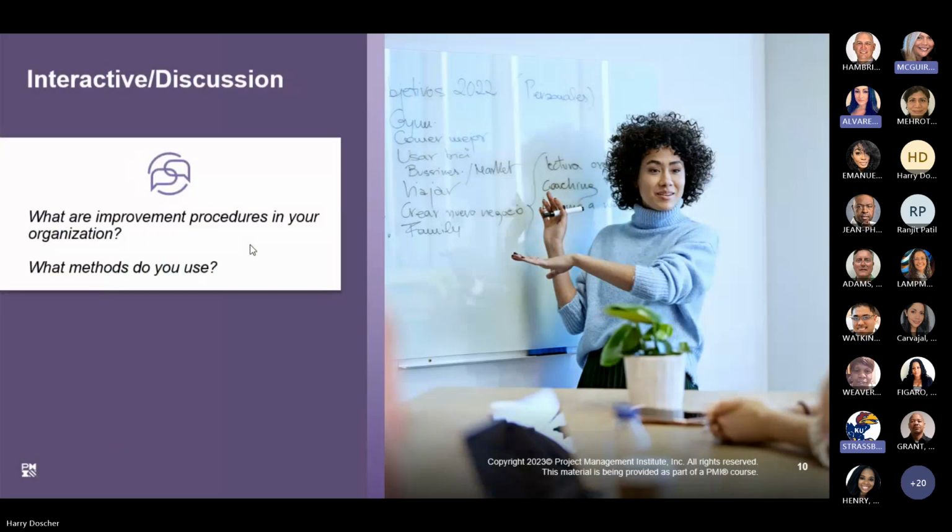All right. Let's get some volunteers here to share what are improvement procedures in your organization. What types of methods do you use for continuous improvement?